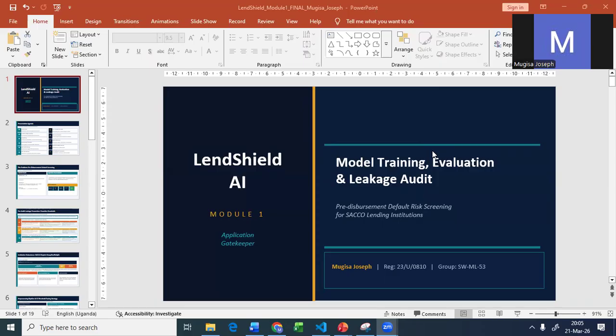So in this session, I'll be taking you through model training, evaluation, leakage audit, and the model architecture of the models we used. So basically, we focus on module 1, application gatekeeper. We are building two modules, loan monitor also. But due to time, we have decided to focus first on module 1, application gatekeeper, until it's MVP.